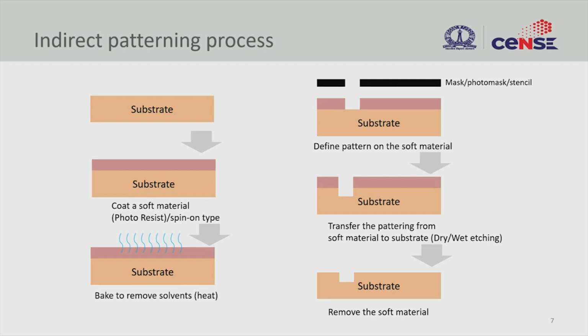And this is what the process flow for an indirect pattern transfer would look like. First, we'll take a substrate that has no profile at all. It's very flat. Now I want to make a pattern in this, so how to do that? First, I'm going to coat it with an intermediate layer. In this case, we call it photoresist. It's a soft material, and we can spin on, so we can spin coat this.